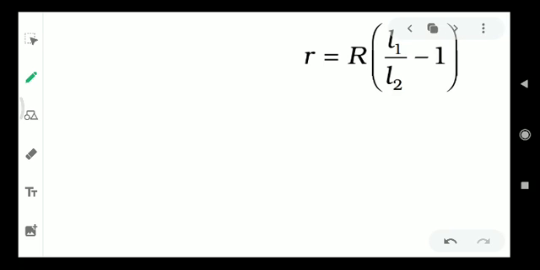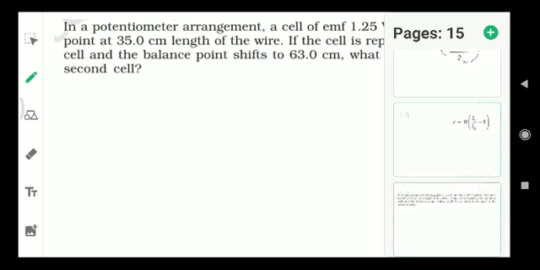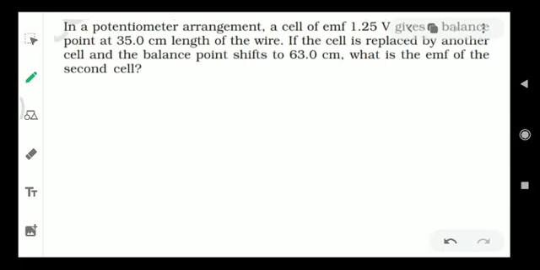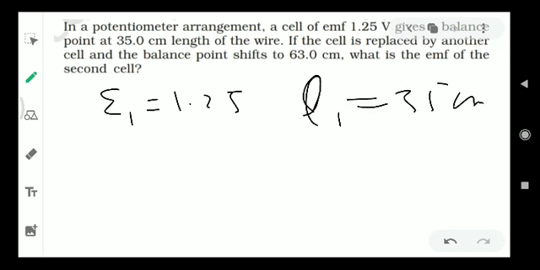And there are very simple questions which are asked in the exam. One such question is this, given in your exercise. In a potentiometer arrangement, a cell of EMF 1.25 volt. So EMF is given 1.25 volt. It gives a balance length. So the balance length corresponding to E1 is L1. It is given 35 centimeter.